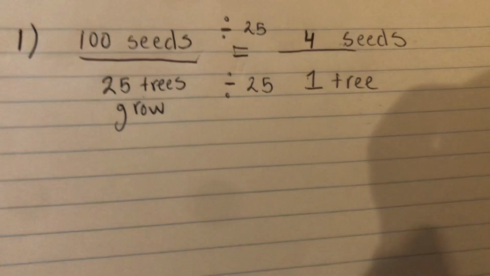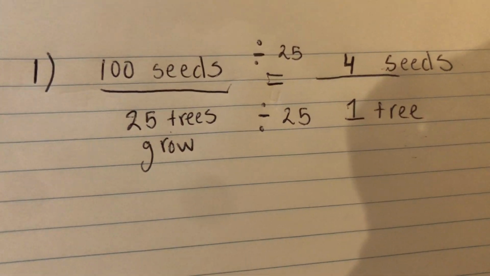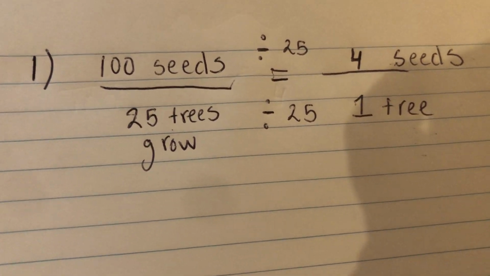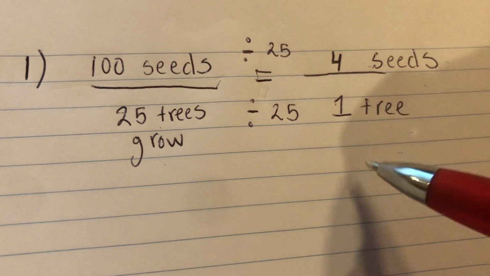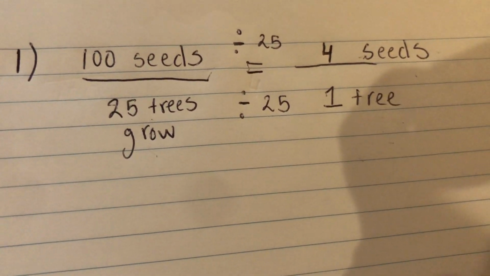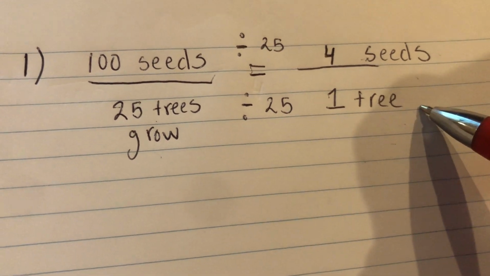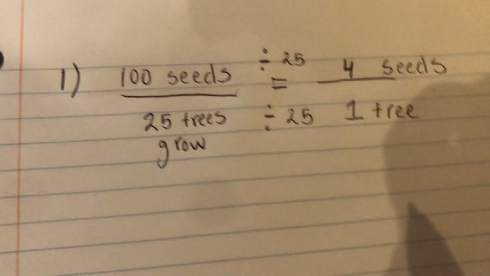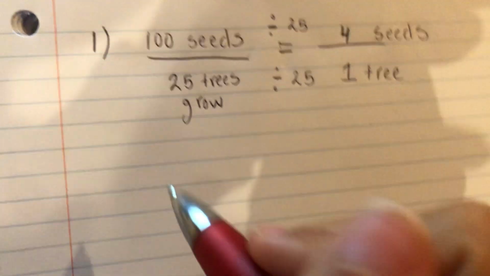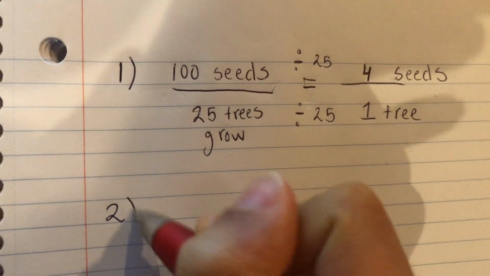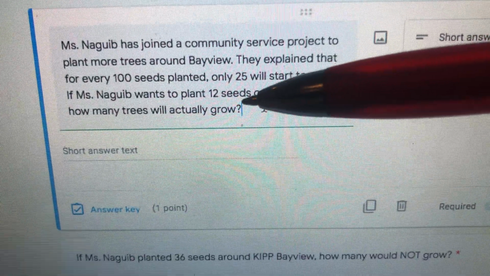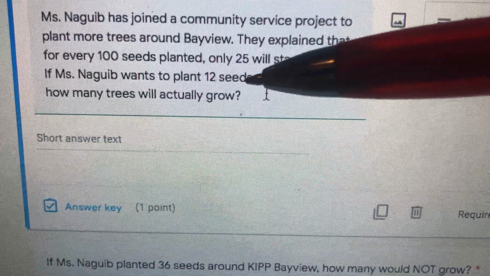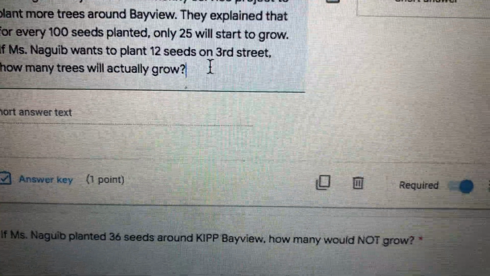Okay, so first step is I found my unit rate. If 100 seeds planted gives you 25 trees, that means 4 seeds planted will give you 1 tree. Okay, cool. So that's my unit rate, all right? It's in its most simplest form. But that's not what the question's asking me. The question's not asking me how many seeds per 1 tree. The question is asking how many trees will grow if Miss Naguib, not me, wants to plant 12 seeds.